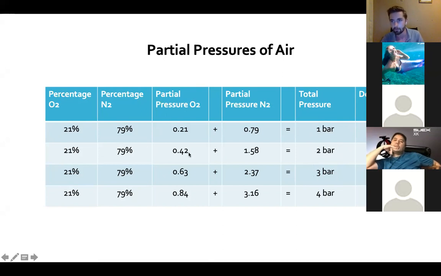So if we're 10 meters underwater, the partial pressure of oxygen in that tank is going to be 0.42, which is saying that we essentially have the equivalent number of oxygen molecules in each breath as we would if on the surface we were breathing 42% oxygen, okay? The percentage hasn't changed because there's also more nitrogen in each breath, but we are breathing in the equivalent of 42% oxygen, and that continues in a linear model as we go deeper in depth.